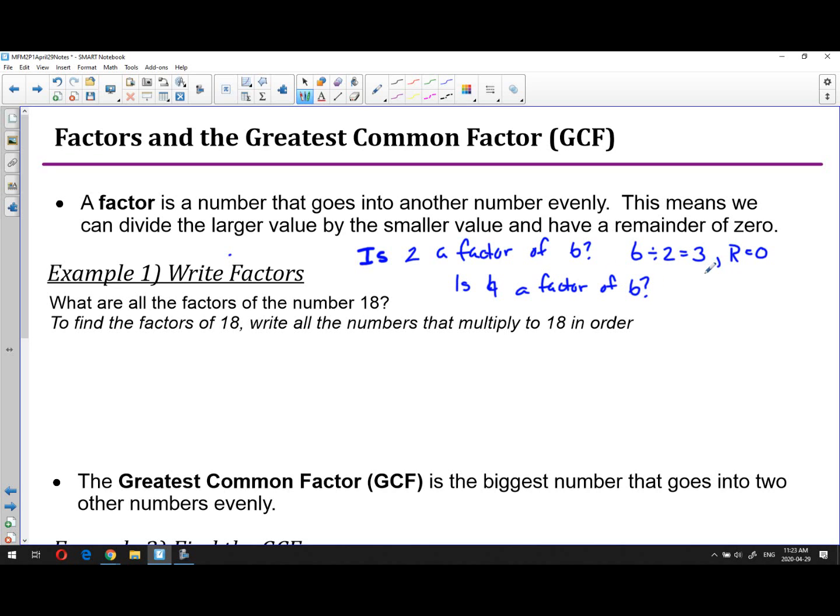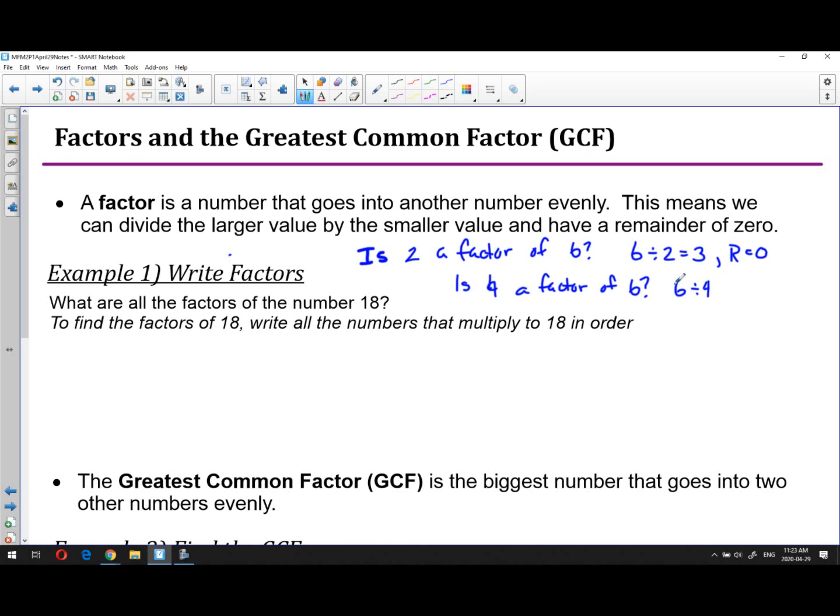But if we were to ask ourselves the question, is 4 a factor of 6? The answer is no. 4 can't go into 6 evenly. 4 goes into 6 once, but it can't go into 6 twice because 4 times 2 is 8, not 6. So 6 divided by 4 does not give us a whole number quotient. It gives us a decimal value, or a whole number with a remainder. So 4 is not a factor of 6.